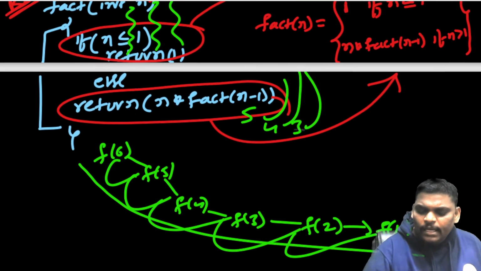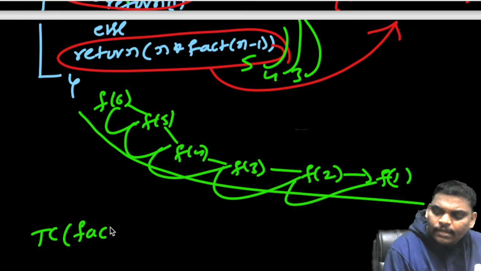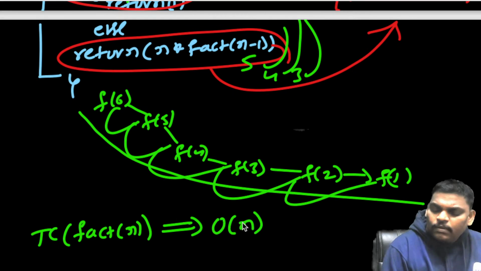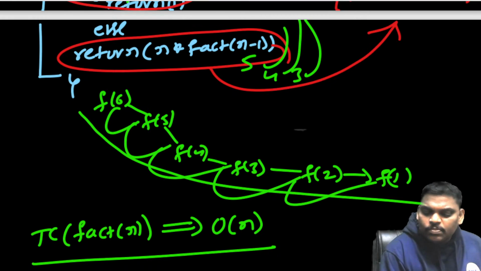How many times? I think 6 means 6 times, n means n times. So the time complexity of factorial of n is how many times you called? N times. So time complexity is order of n. And one more thing: what is the stack space?